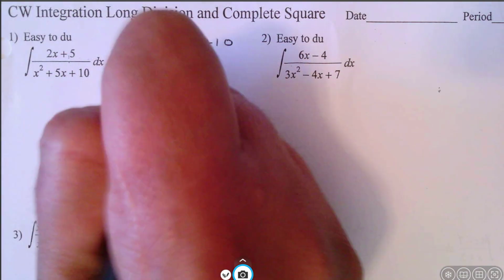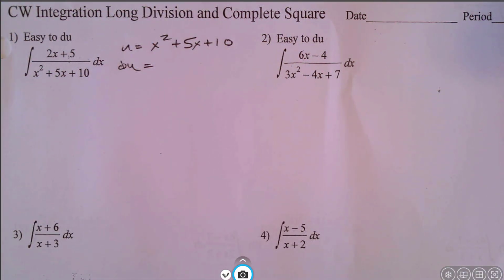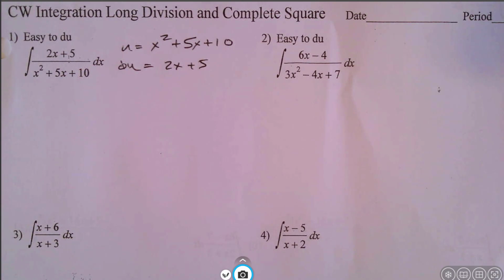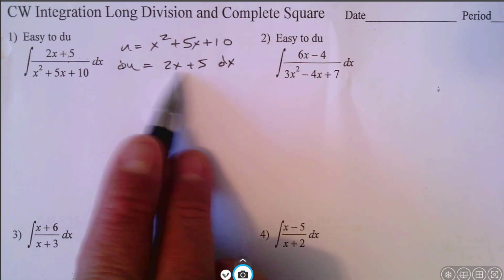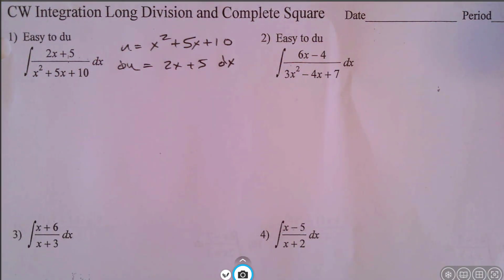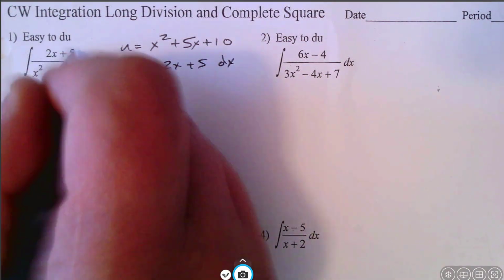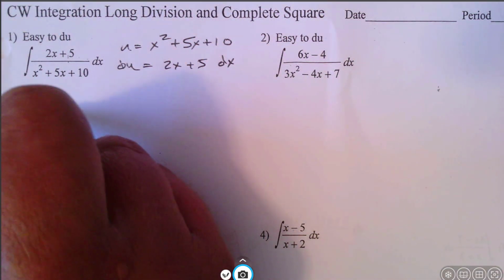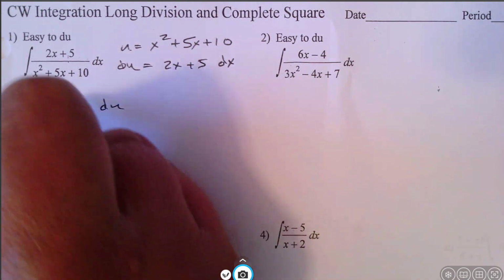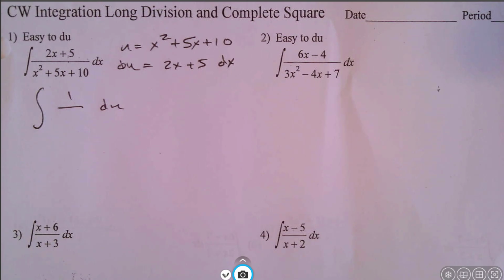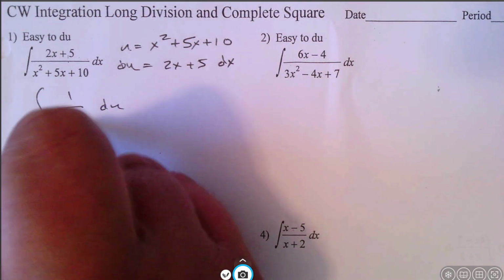And when you do u substitution, you need to solve for du as well. So du here is going to be 2x plus 5, which is exactly what we see in the numerator here. So we got the 2x plus 5 in the top, and I should also write dx here. So wherever I have 2x plus 5 dx, I can replace that with du. That allows us to rewrite this, and the 2x plus 5 and the dx, that's going to get absorbed into the du. So then we're just going to have 1 on top, and all this on the bottom, the x squared plus 5x plus 10, that's going to become u.